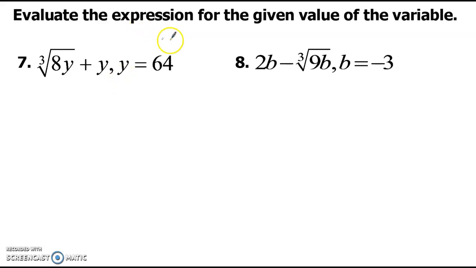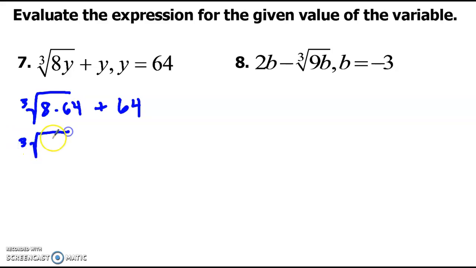Here we're being asked to evaluate the expression for the given value of the variable. y equals 64, so we're going to plug in 64 for y. So now we have the cube root of 8 times 64 plus 64. 8 times 64 is going to give you 512. So we have the cube root of 512 plus 64. If you remember from an earlier example, we found that the cube root of 512 is 8. So we're simply going to add 8 plus 64, and that's going to give you 72.